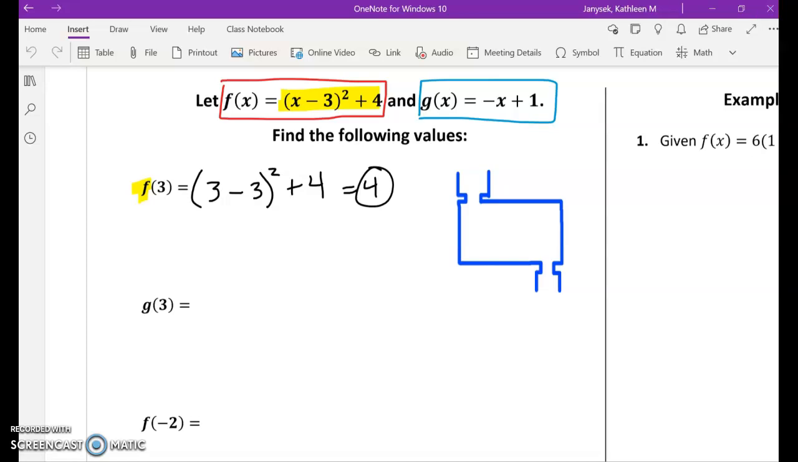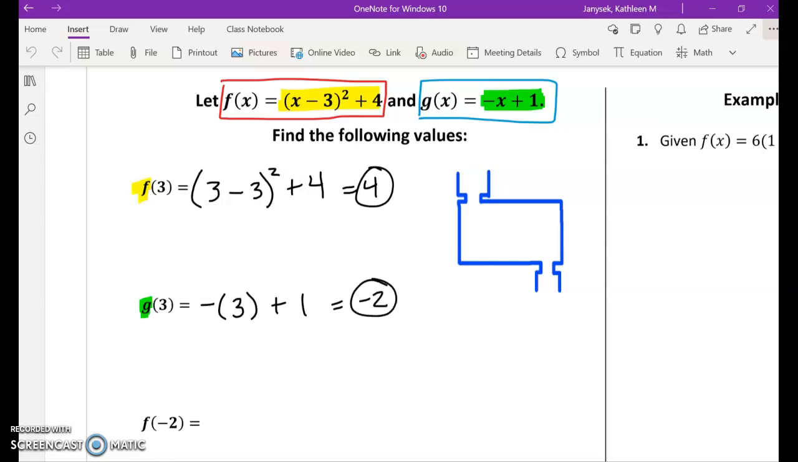So let's try the next one. This time it's g(3), so we're using the g function. See how it says g? So we're going to use the g function, -x + 1. So this time we will need -x + 1. See how I put parentheses where the x was? But that negative that's in the front is still there, okay? So -x + 1. Anywhere there's an x, I'm replacing it with 3. So what is -3 plus 1?